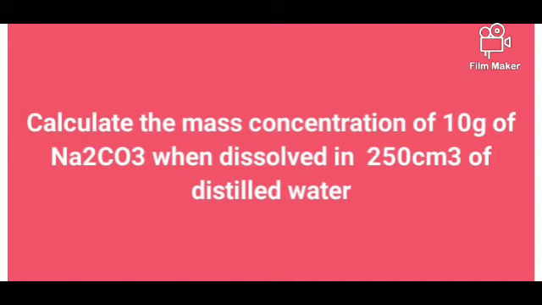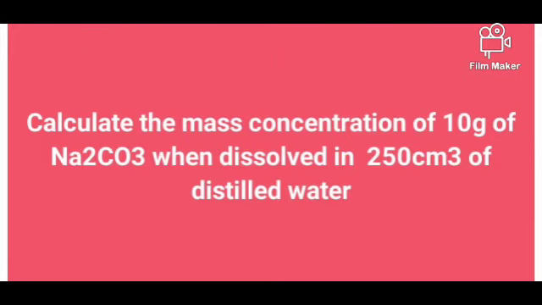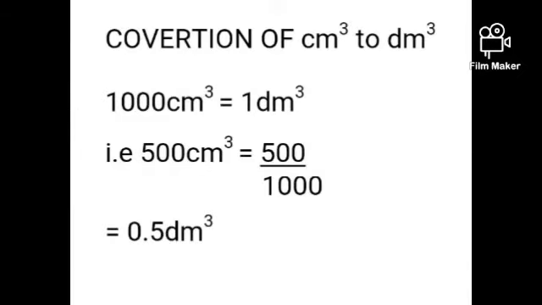Let's now take on mass concentration. Example 1. Calculate the mass concentration of 10 grams of Na2CO3, sodium carbonate, when dissolved in 250 cm cubed of distilled water. Now, let's take on this calculation. We have to learn how to convert cm cubed to dm cubed. 1000 cm cubed is equal to 1 dm cubed, meaning that if we have 500 cm cubed, we will say 500 divided by 1000.